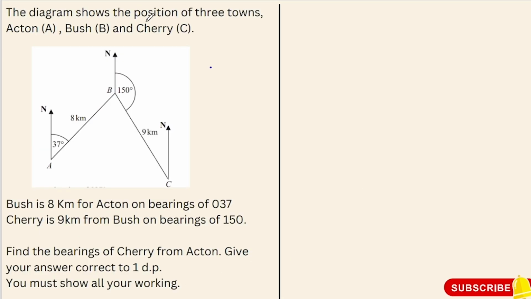The diagram shows the position of 3 towns. You have Acton, which is A, Bush, which is B, and Cherry, which is C. Now you can see that there are north lines, and we can see that we are dealing with bearings. Now whenever we deal with bearings, we must remember we have to have a north line, and we are going clockwise. Okay, so those are the 2 fun facts that we must remember.